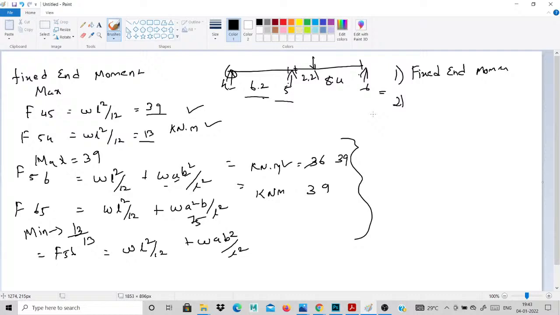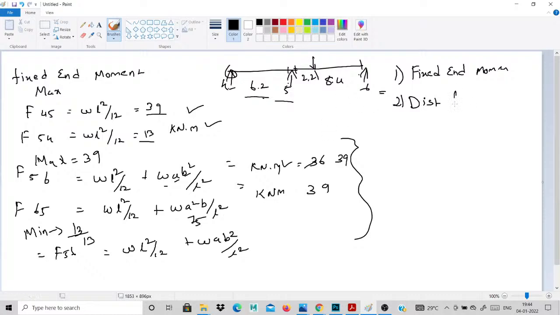The next step is the distribution factor. The second step is the distribution factor. Once you take the distribution factor, then go for the moment distribution tables. When you have calculated the distribution factor, you go for the distribution table. Next one, the distribution table. How to calculate the distribution factor?